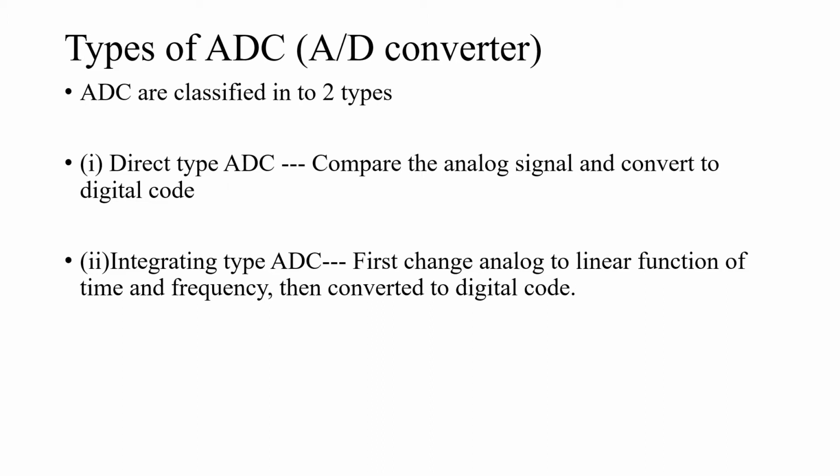Direct type analog to digital converter compares the analog signal and converts it to digital code. Only it compares. But integrating type analog to digital converter first changes the analog signal to a linear function of time and frequency, then converts to digital code. What is the basic difference? Direct type ADC only compares the analog signal and converts to digital code, whereas integrating type ADC first changes the analog into a linear function of time and frequency, then converts to digital code.